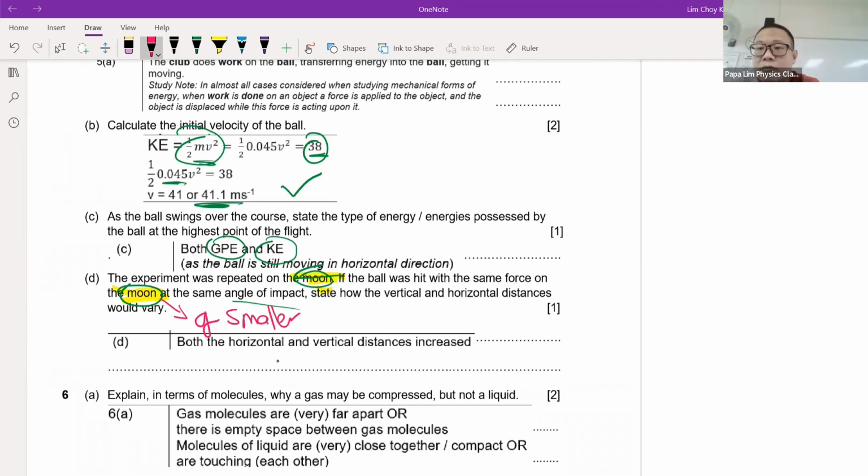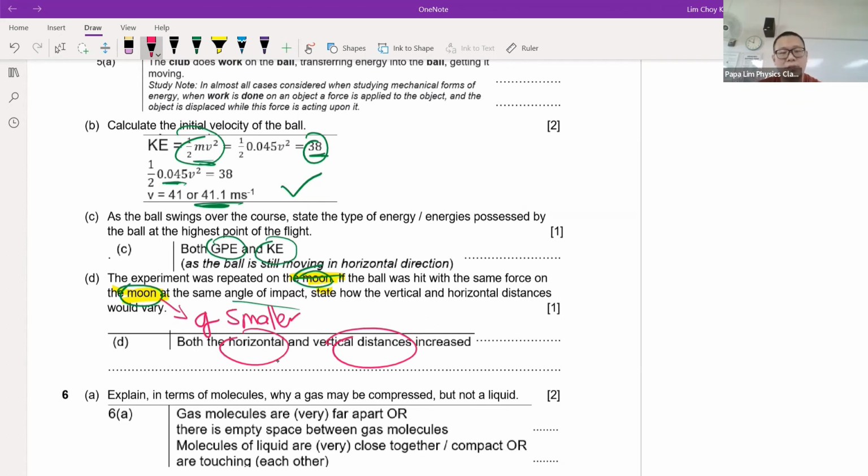And because the gravitational field strength is smaller, when I hit the ball at the same time, the pull from the moon is actually smaller as compared to Earth. So as a result, the object will fly a further distance, both in terms of vertical distance, flying a higher height, and the range of the ball will also be a bit further. That's why horizontal and vertical distance both increase.